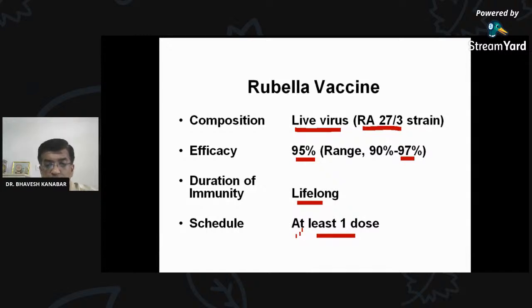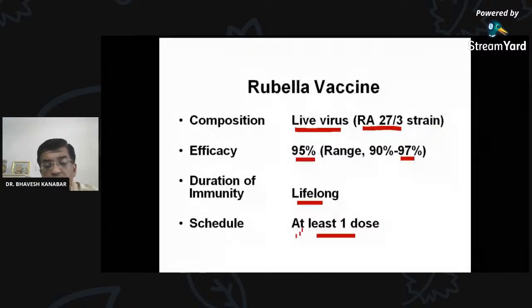There are two doses. The first dose is given at 9 months. Yes, first dose at 9 months, and the second dose between 16 to 24 months. The MMR vaccine is given between 12 to 15 months. Right? So 9 months is the first dose of MR vaccine, and between 16 to 24 months the second dose is given. It is not changing. Okay.